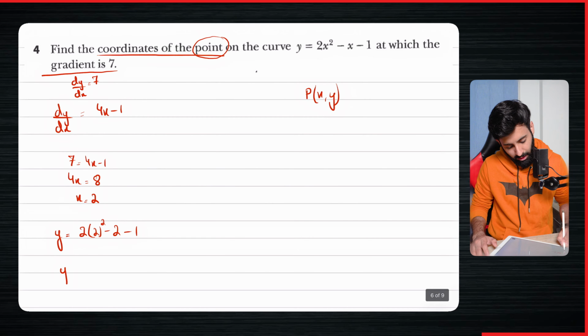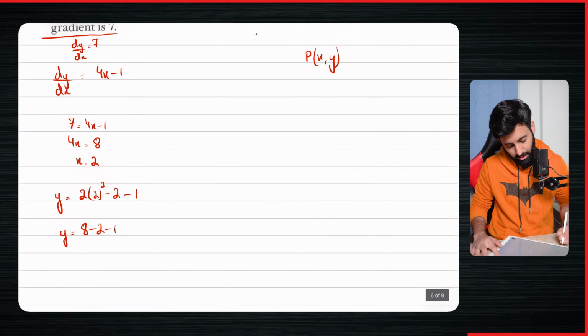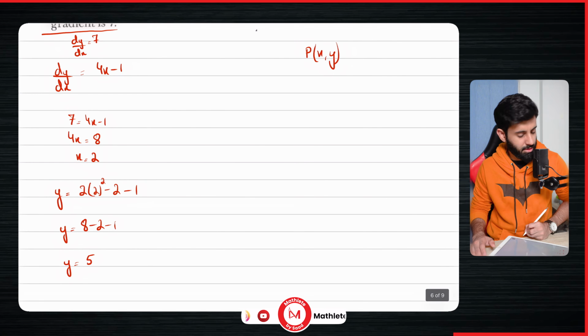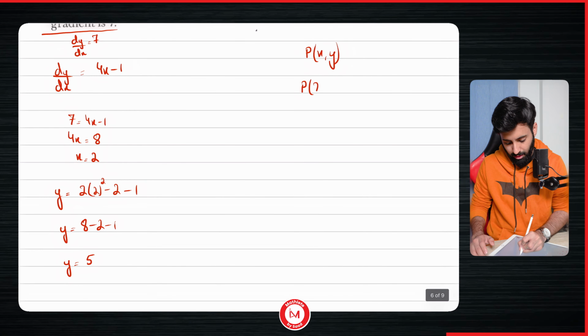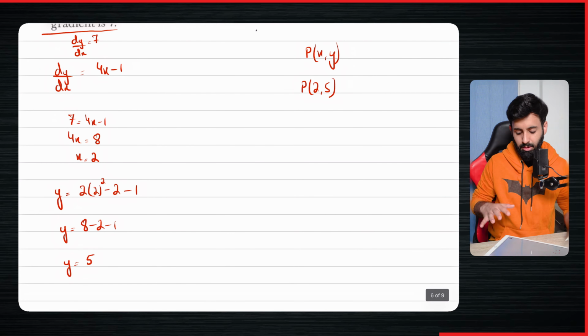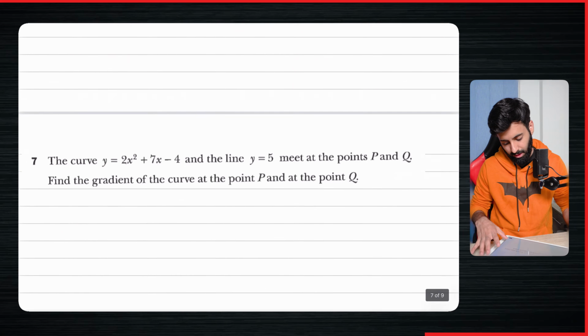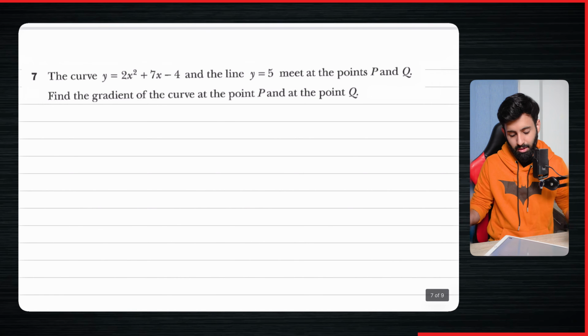So let's do that. y is equal to 2 squared is 4, 4 times 2 is 8, minus 2, minus 1. So 8 minus 2 is 6, 6 minus 1 is 5, which is the correct answer. So the coordinates are (2, 5). Now, this point was not actually called P, I just called it P. And there you go, that's the question solved.